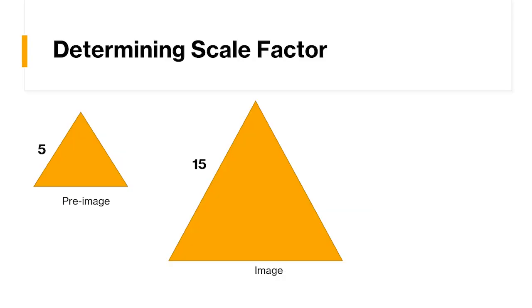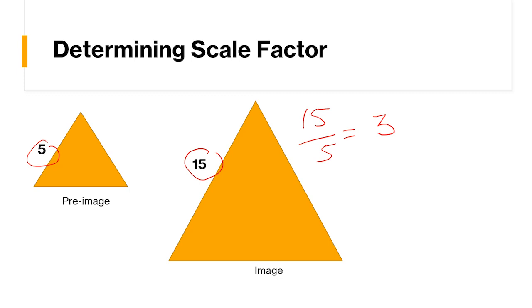Now we're determining the scale factor. If you recall from our previous slide, to find the scale factor, we write a ratio of the length of the corresponding sides, with the image length in the numerator and the pre-image length in the denominator. Our corresponding sides are right here. We write a fraction with our image side length in the numerator. So 15 divided by 5, and we simply reduce it.